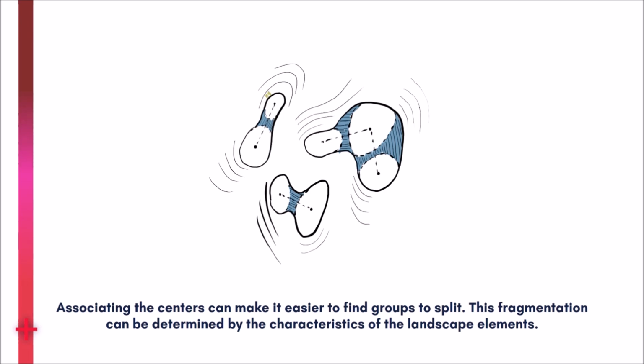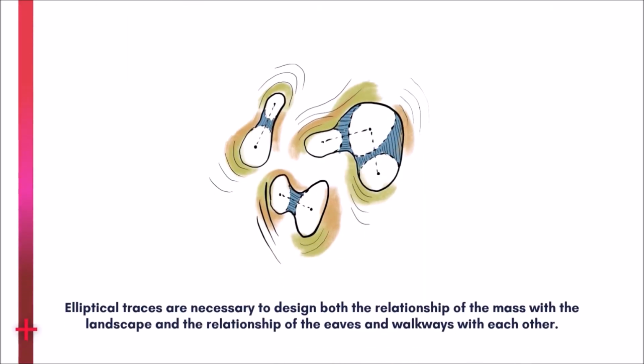Associating the centers can make it easier to find groups to split. This fragmentation can be determined by the characteristics of the landscape elements. Elliptical traces are necessary to design both the relationship of the mass with the landscape and the relationship of the eaves and walkways with each other.